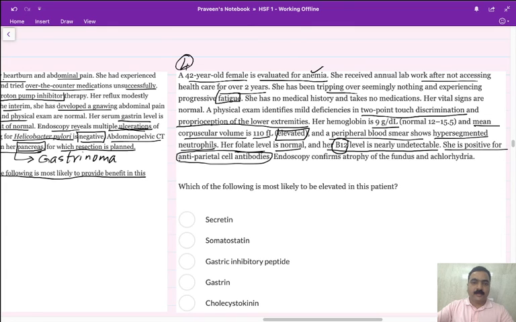So when the patient is showing this anti-parietal cell antibody, that means the autoimmune destruction of the parietal cell is happening. So what is that condition? That condition is pernicious anemia.